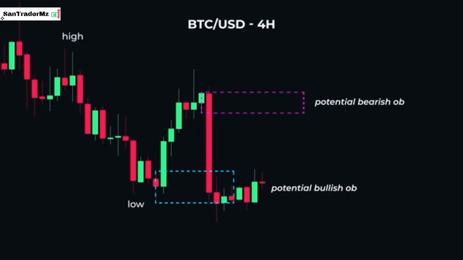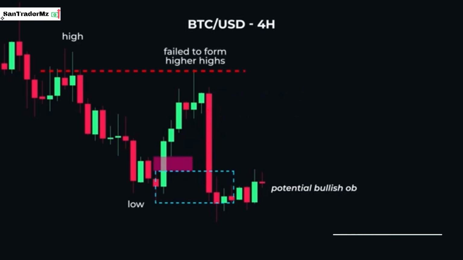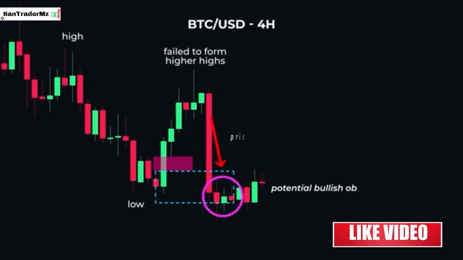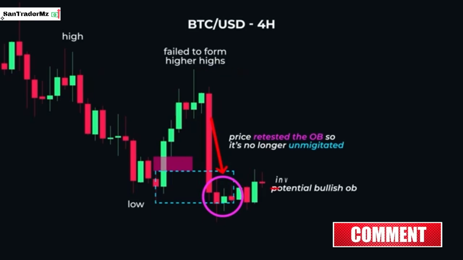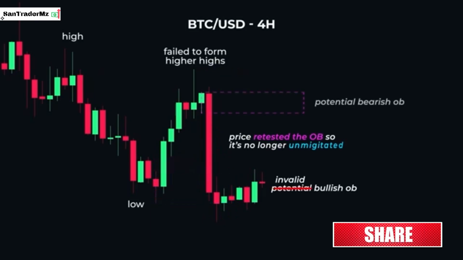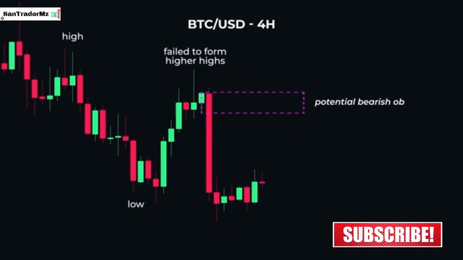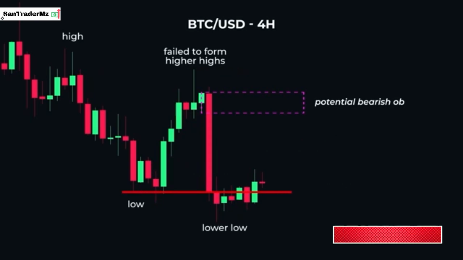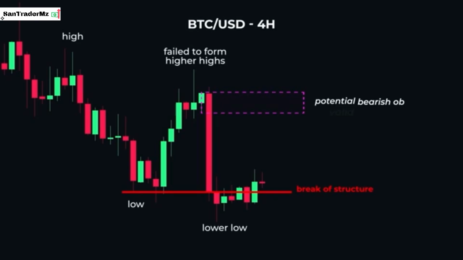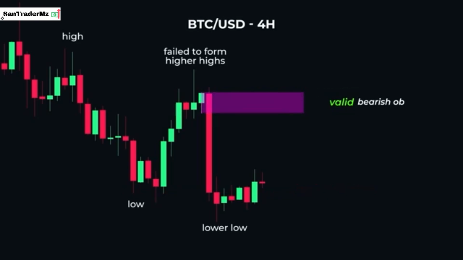However, let's double-check if these 2 potential order blocks are actually valid. For this bullish one, the price did move upward with inefficiency, but it didn't form a clear break of structure. Plus, the price retested it afterward, so it's no longer unmitigated. For the bearish order block, the price clearly formed lower lows, creating a break of structure, plus it's unmitigated. So, based on our analysis, only this bearish order block is valid.